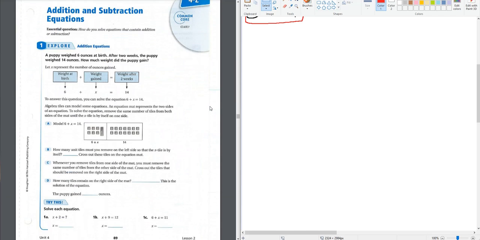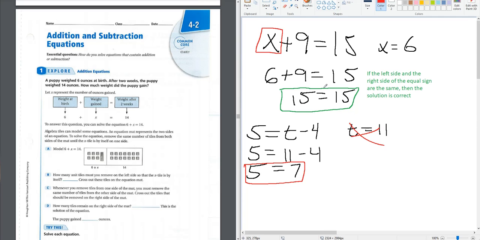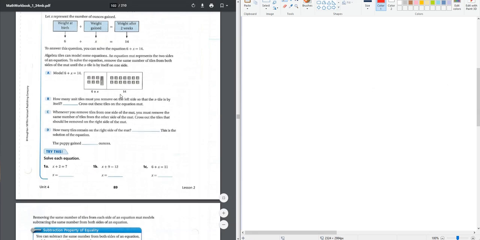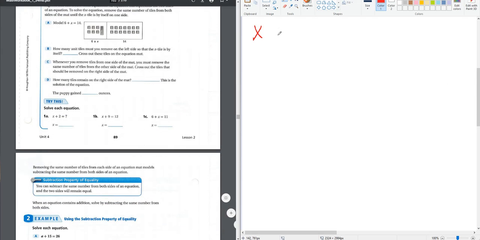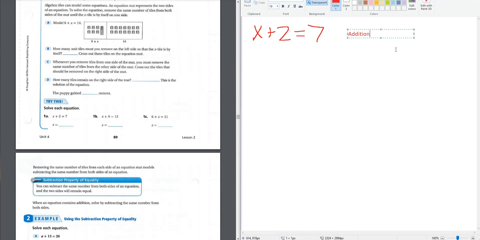Now, here's the part that might be a little bit tricky. Solving equations. So in this one, they already gave you the solution, or they gave you a possible solution. In this one, they're not going to give it to you. You actually have to solve it out yourself. Now, the way we're going to do that is we are going to use something called the addition property of equality and the subtraction property of equality. And I'll kind of go over what those mean.